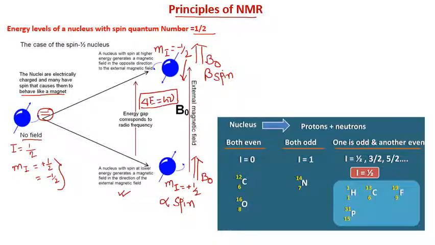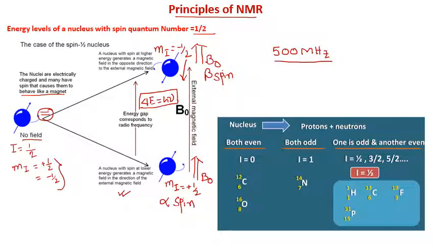So this is the energy gap corresponding to the radio frequency. Now, how does the system actually operate the NMR experiment? Normally, in an NMR experiment, the radio frequency is fixed. For example, a 500 megahertz instrument.